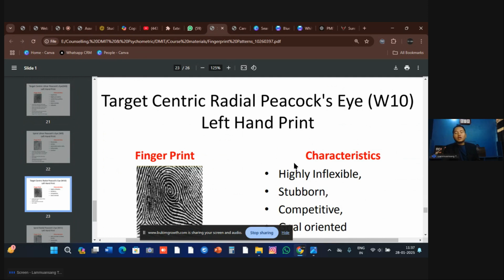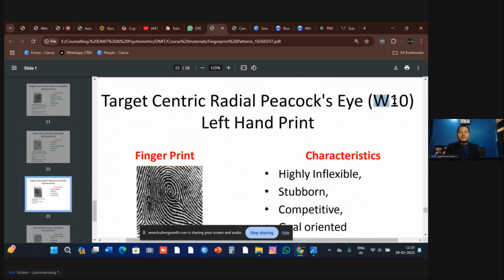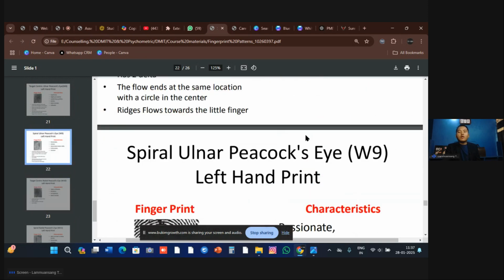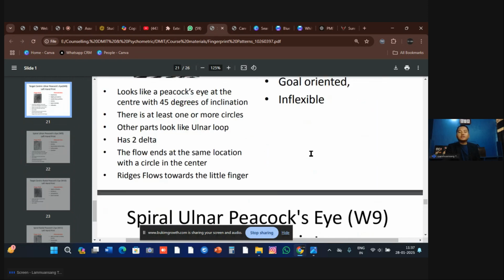Okay, simple. So, how to identify all this? Just put the opposite side if it is the right hand. Let's say I find this pattern on the right hand. This one is W10, right, for this picture, but I find this on the right hand. That means you have to write it W8. Write it W8. Okay, got it right?